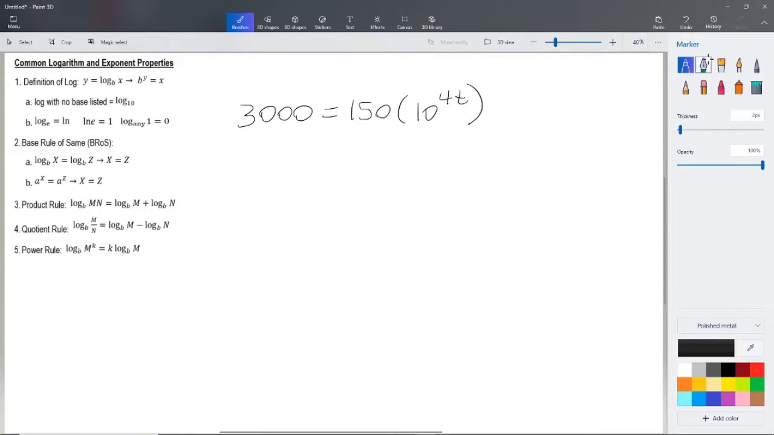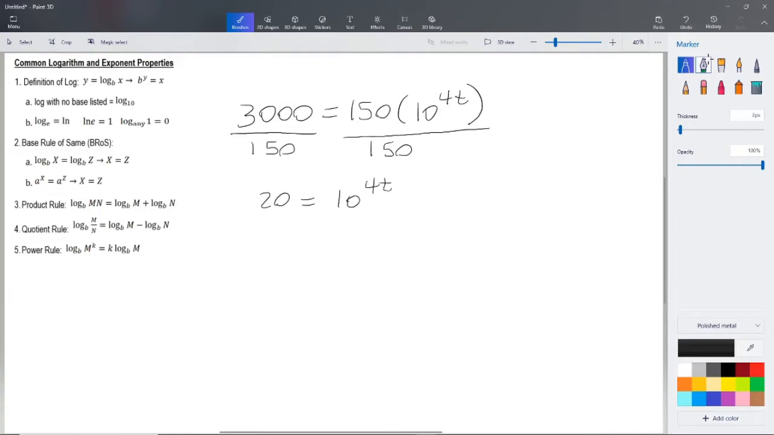All right, so the first thing we can do to take care of that is to divide both sides by 150. So 3,000 divided by 150, that's going to be 20. So 20 is going to be equal to 10 to the 4t. All right, so now we made it.